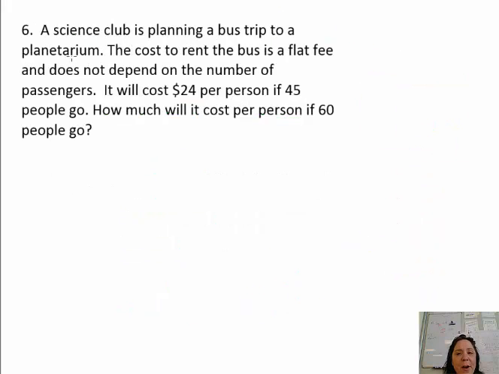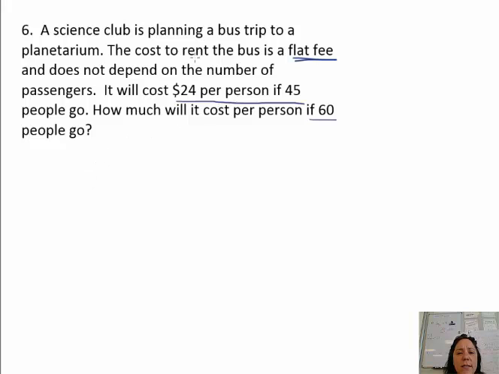I have one last problem for my direct and inverse variation review video. It says a science club is planning a bus trip to a planetarium. The cost to rent the bus is a flat fee and does not depend on the number of passengers. It will cost $24 per person if 45 people go. How much will it cost per person if 60 people go?